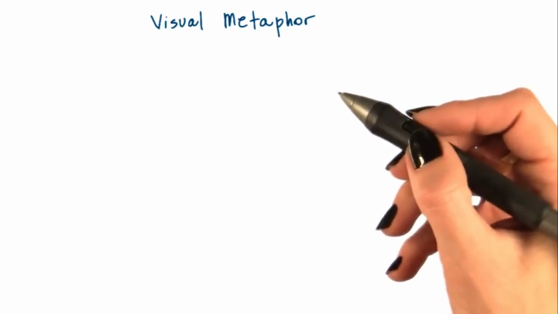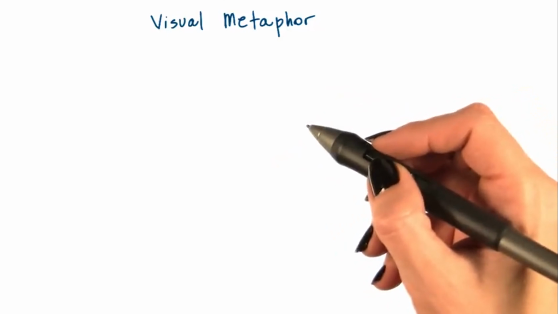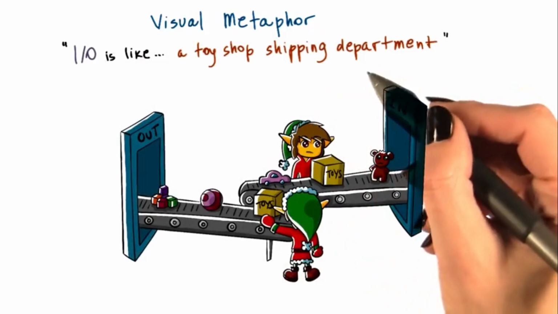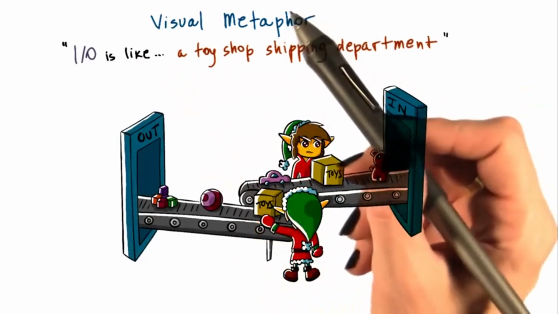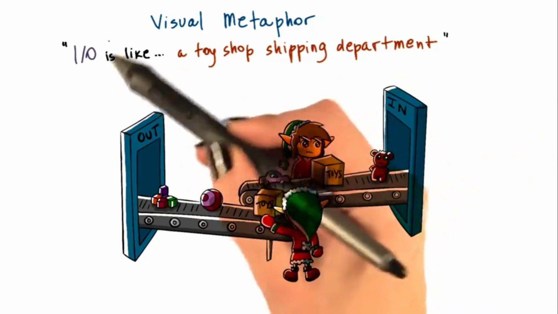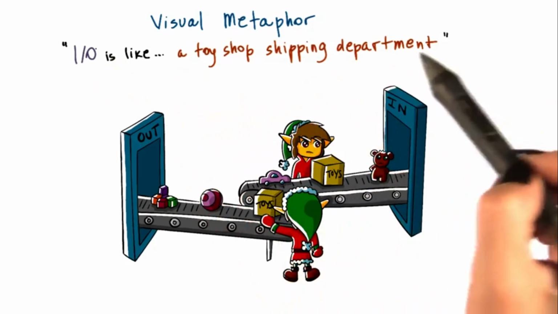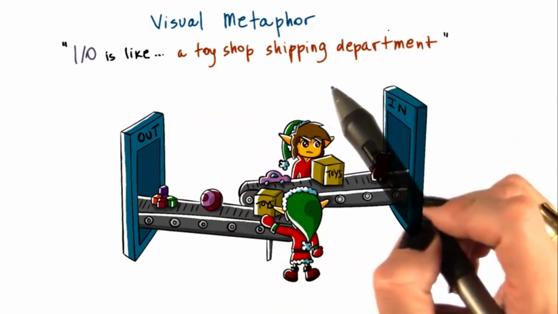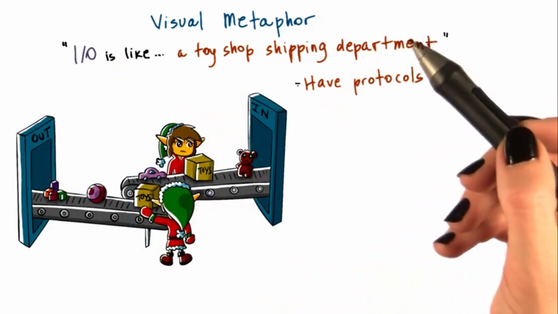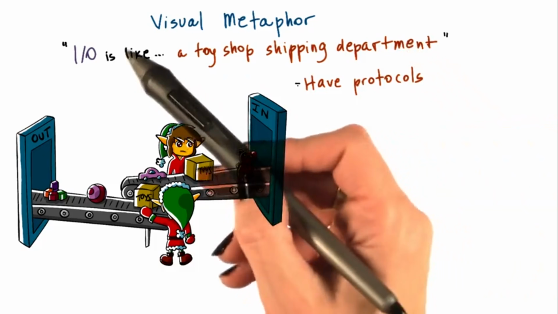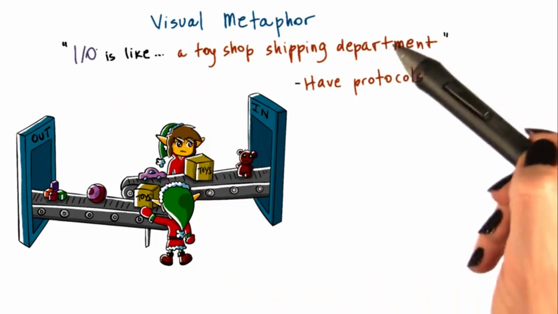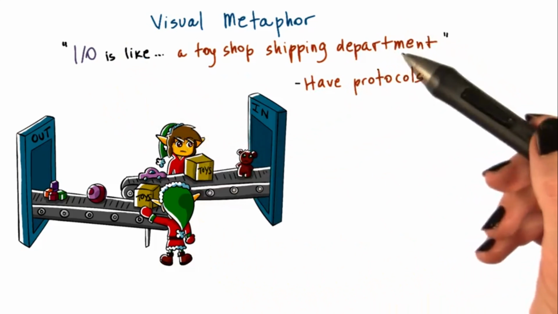I/O management is all about managing the inputs and the outputs of a system. To illustrate some of the tasks involved in I/O management, we will draw a parallel between I/O in computer systems and the shipping department in a toy shop. Let's see what are some of the similarities we can find between how the operating system manages I/O and how the shipping department is managed in a toy shop.